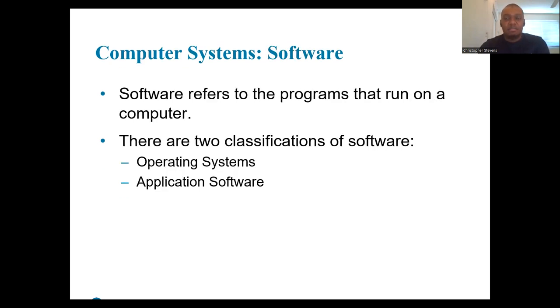Now let's talk about software. Software refers to the programs that run on a computer. And there are two main classifications of software, although there is utility software as well. Those are operating systems and application software.